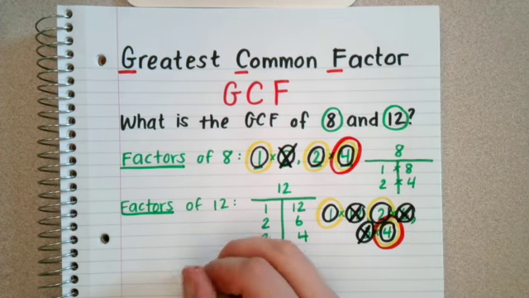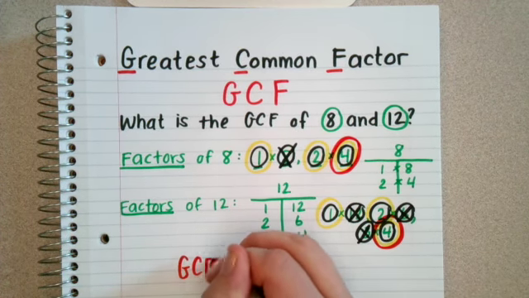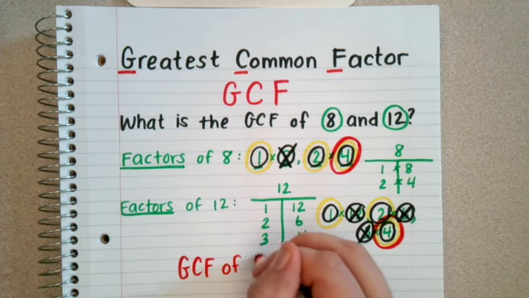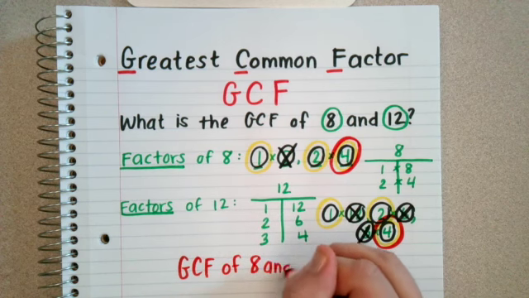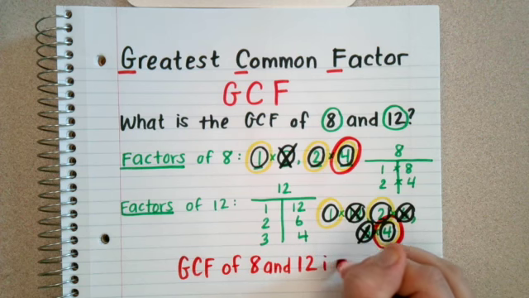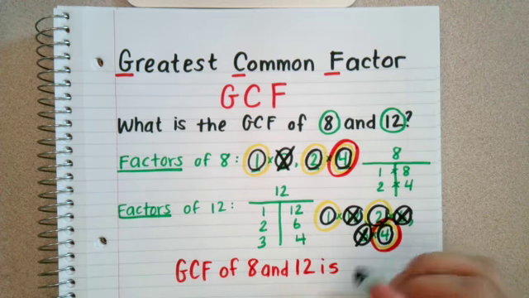And you probably already guessed it, 4 is the biggest factor that they have in common. So the GCF, or greatest common factor, of 8 and 12 is 4.